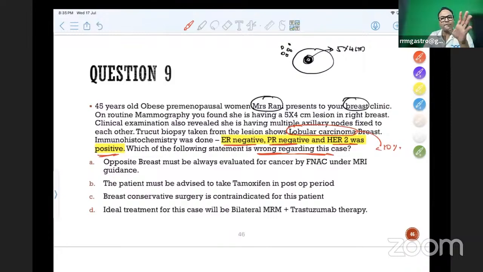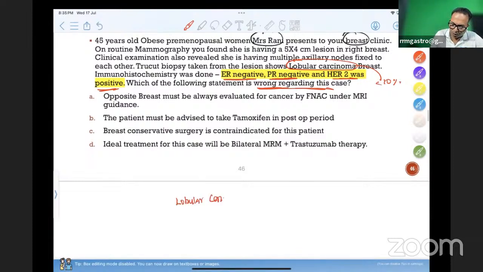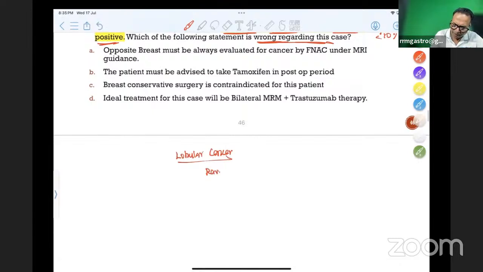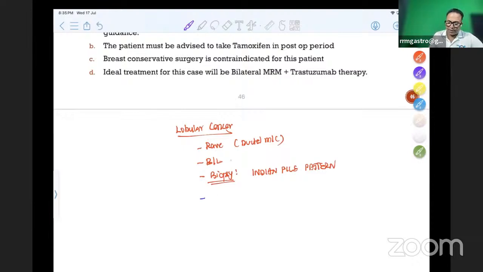Opposite breast must be evaluated for cancer by FNAC. Why should I do an FNAC of the opposite breast? Can you tell me? Please remember, lobular cancer has 5 important MCQs. Lobular cancer is a rare cancer, compared to ductal cancer which is common. But the interesting point is that it is bilateral. It is mostly bilateral, and biopsy shows what finding? Biopsy of lobular cancer shows Indian file pattern of arrangement of cells, and since it is bilateral, opposite side MRI and biopsy are needed.